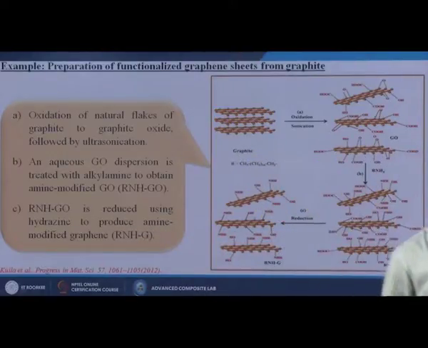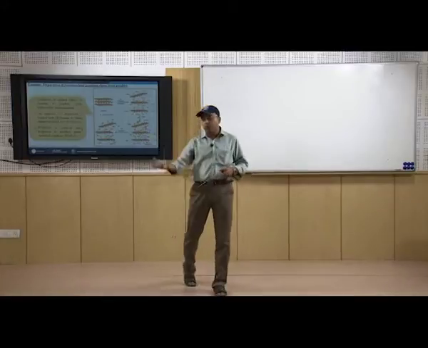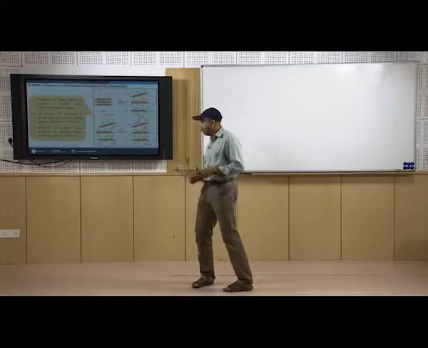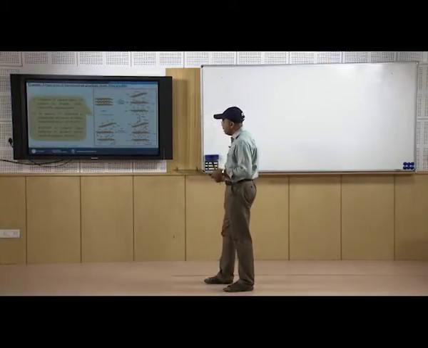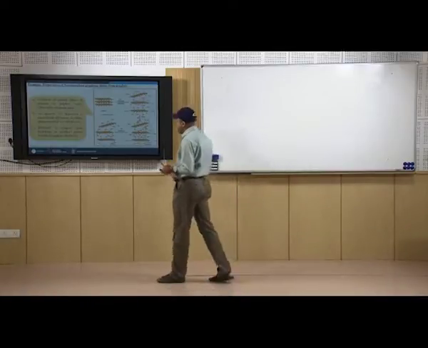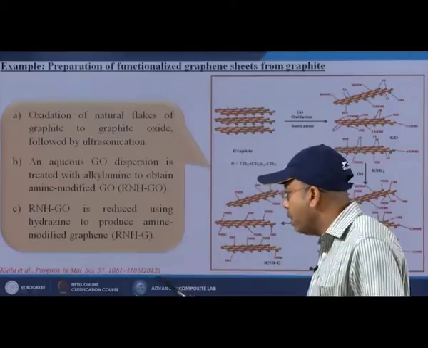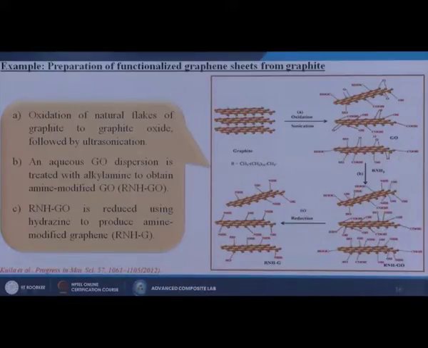So in this way we can attach some functional groups to these materials, and in this way we can reduce graphene oxide to reduced graphene oxide. This has been taken from Progress in Materials Science, which was published in the year 2012 by Quilla et al.